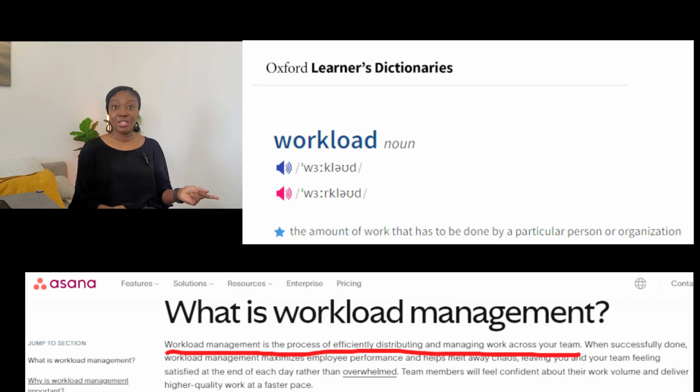So what is workload? Check out these two definitions of workload, and I'll summarize this to say that workload is the total demand placed on the individual or a team over a period of time. So people tend to describe workload to mean work overload, but they are two different things. It is actually about having a balance of having enough work. And so it might be better to describe this as workload management.